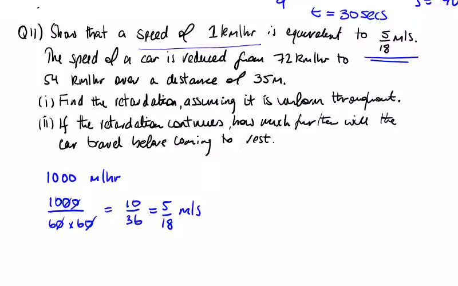The speed of a car is reduced from 72 kilometers an hour to 54 kilometers an hour over a distance of 35 meters. So it's stopping really quickly here. I have 72 kilometers an hour from the previous video.